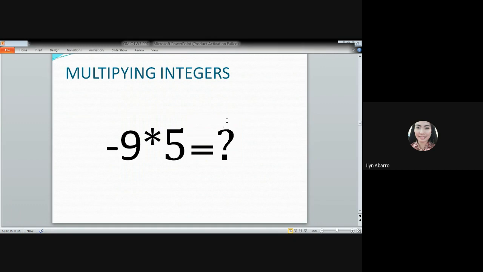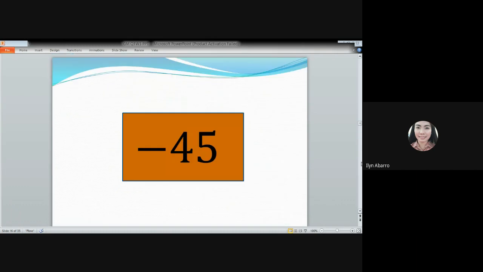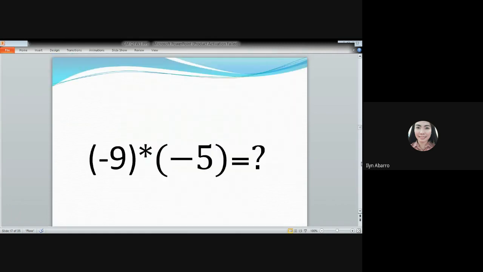So, that is the rule in multiplication. Basta unlike sign or different yung sign nila, the answer is automatically negative, and then multiply their values. And that's the answer. Okay. How about this one? Negative 9 times negative 5.